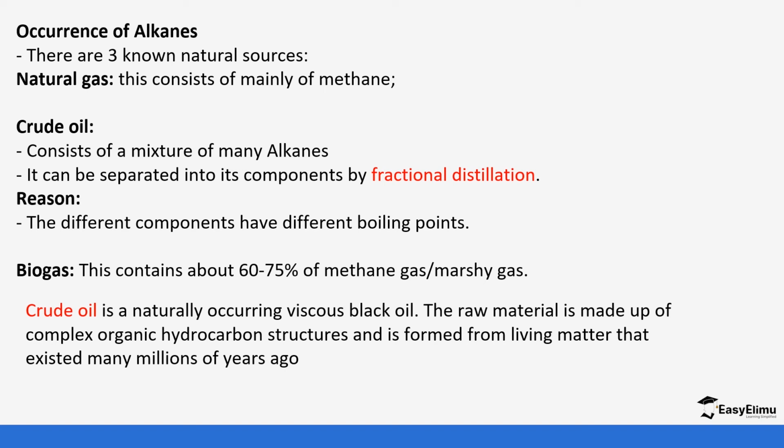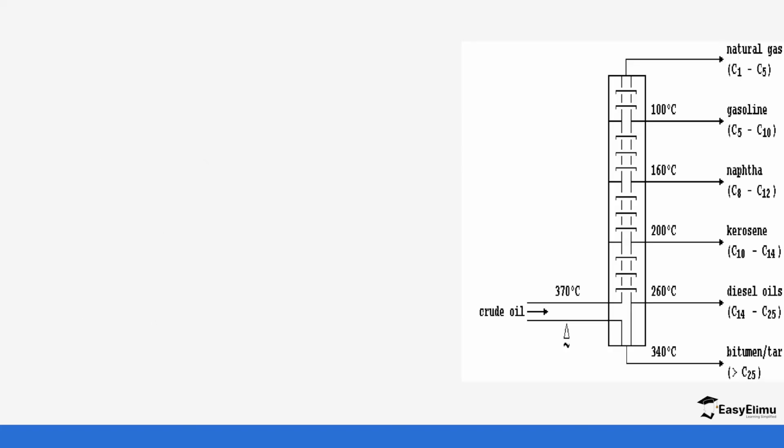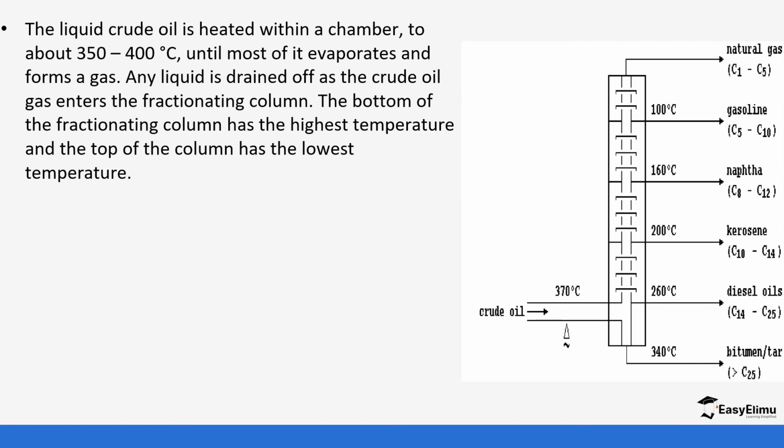Also, crude oil is naturally occurring. It's a black viscous oil, and the raw material is made up of complex organic hydrocarbon structures that are formed from living matter that existed million years ago. We usually get those alkanes from fractional distillation of crude oil.